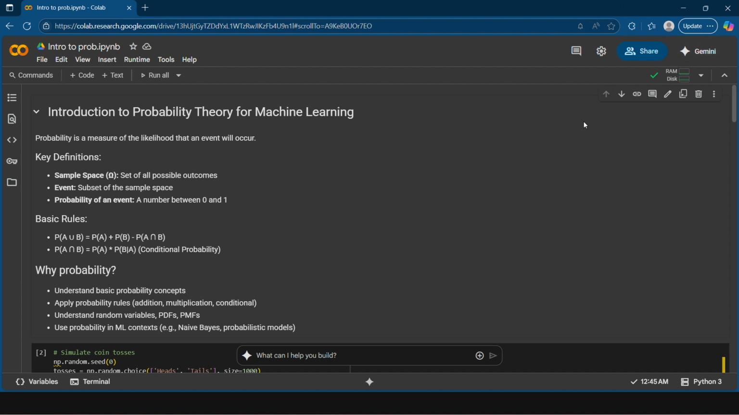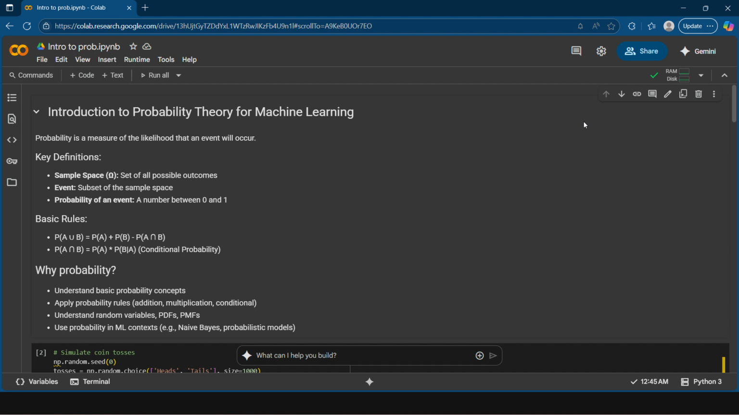As I said before, probability is a branch of mathematics that deals with uncertainty, and machine learning is full of uncertainty. So probability helps us make predictions, classify data, and reason about the world using models that aren't perfect. The first thing to cover is the key definitions. The sample space is the set of all possible outcomes. An event is a subset of the sample space. And the probability of an event is a number between 0 and 1.